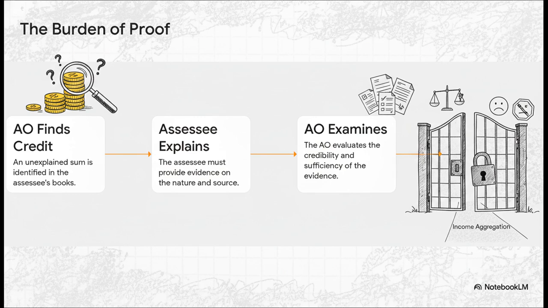Then, the ball is immediately in the assessee's court. They have to come up with a full explanation and back it up with evidence. The AO then looks at all of this, and the entire case hangs on one thing. Is the AO satisfied? If not, that money is getting taxed. It's a subjective but very powerful position for the AO to be in.